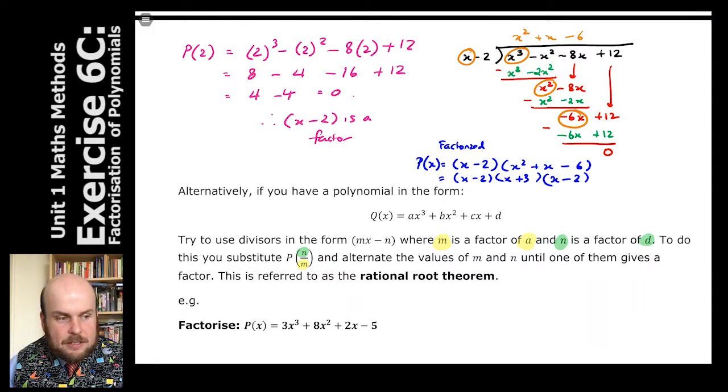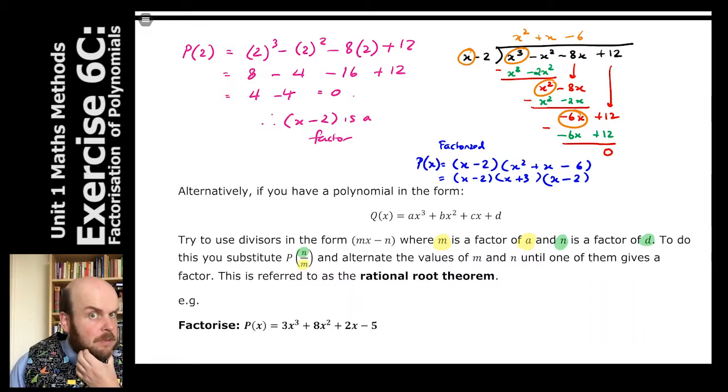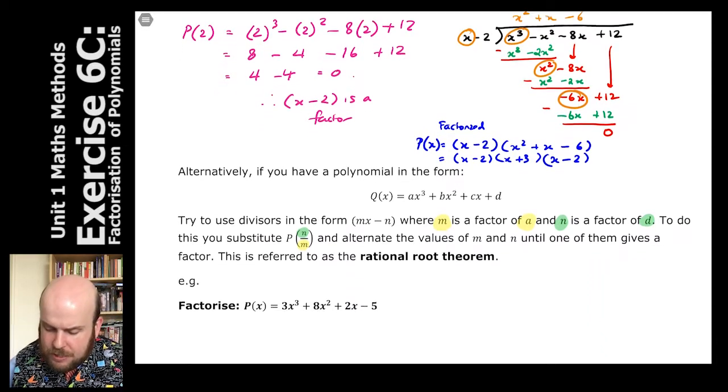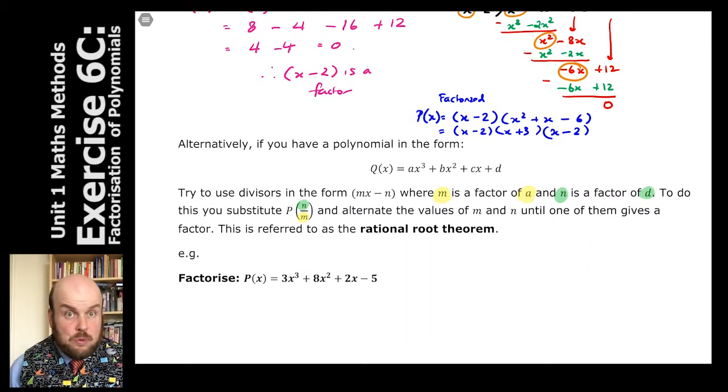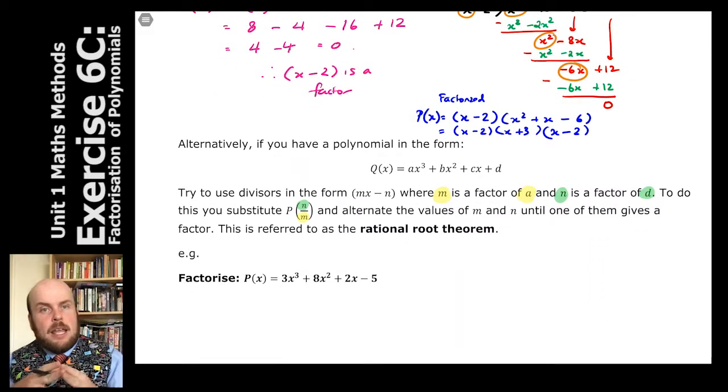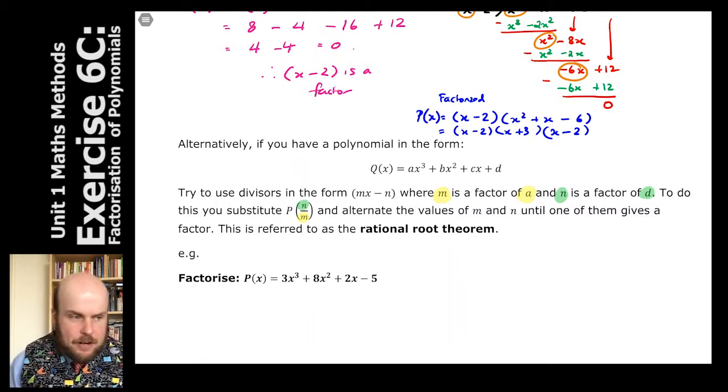Spoiler alert, this is going to be awful. This is when we have some horrendous fractiony type ones. This is called the rational root theorem. So the idea is that if I put this together, I can find a factor involving a fraction.